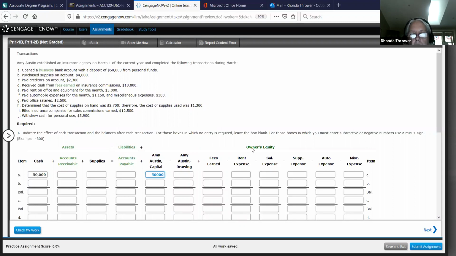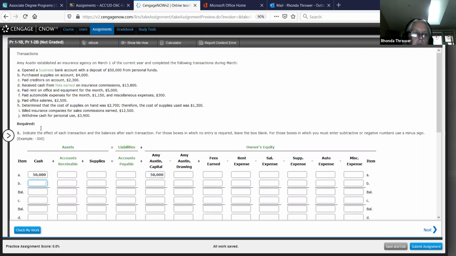Owner's equity is made up of the owner's investments, revenue, expenses and drawing. All of these affect the owner's equity. But in that first transaction, the owner just made an investment, so the owner's worth has increased to $50,000. Because our owner's equity and our assets were affected by $50,000 each, we are in balance. There were no liabilities that were affected in this first transaction.